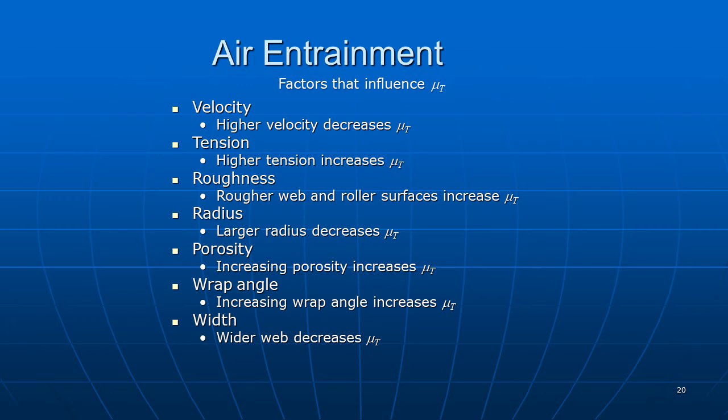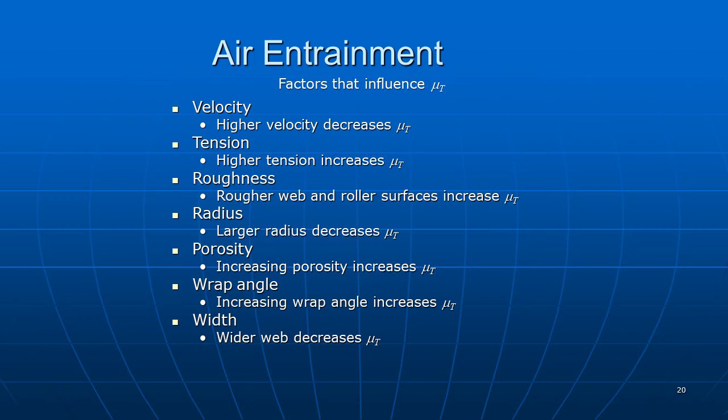The radius of the roller: the larger the radius, the more that decreases the traction. You go back to the pressure formula, and the bigger the radius, the less the pressure of the web against the surface of the roller. And so the coefficient of friction, typically the coefficient of traction, is decreased.